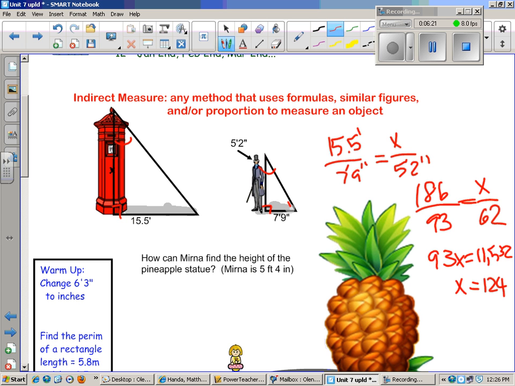So I have to change this into feet and inches again. So to turn this into feet, I would divide by 12, which gives me what, 10.3333, right? Which 0.333 is 1/3. What's a third of a foot? It's 4 inches, right? Because there's 3 sets of 4. So it's 10 feet 4 inches.